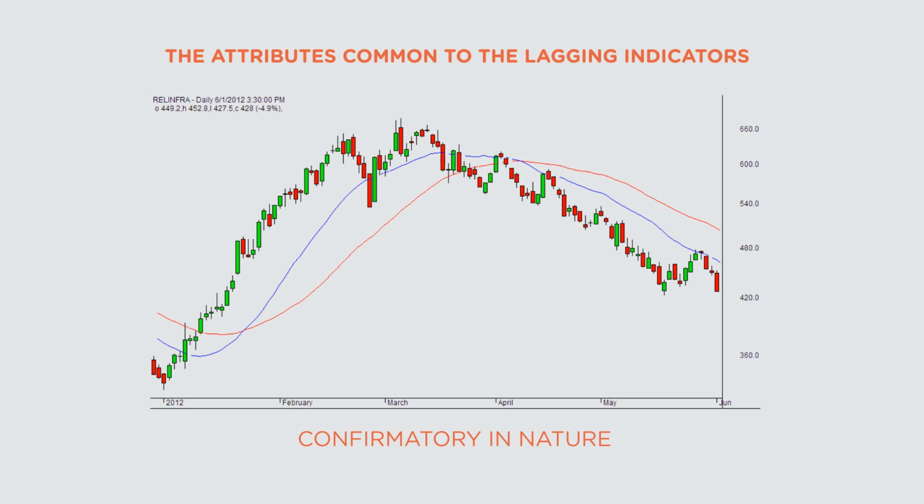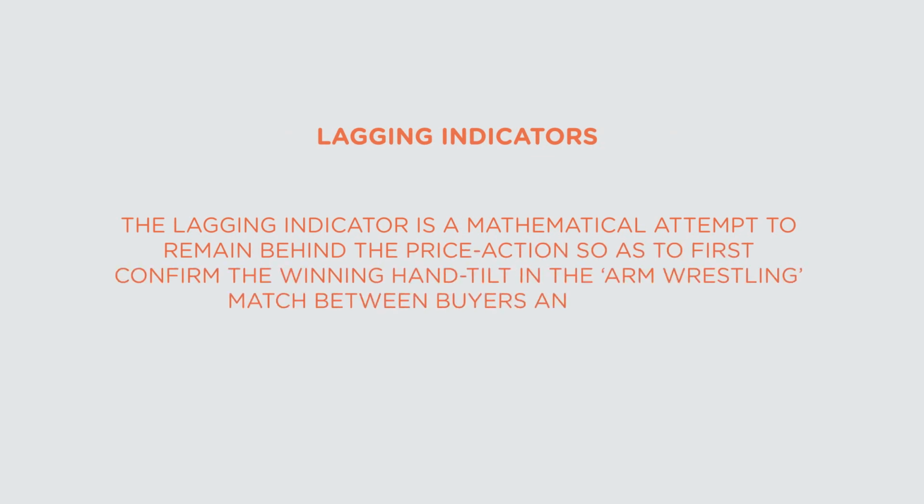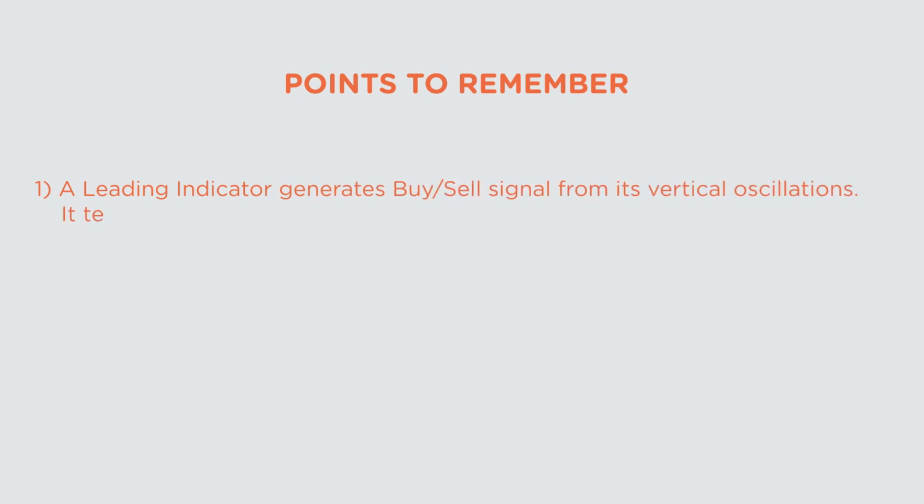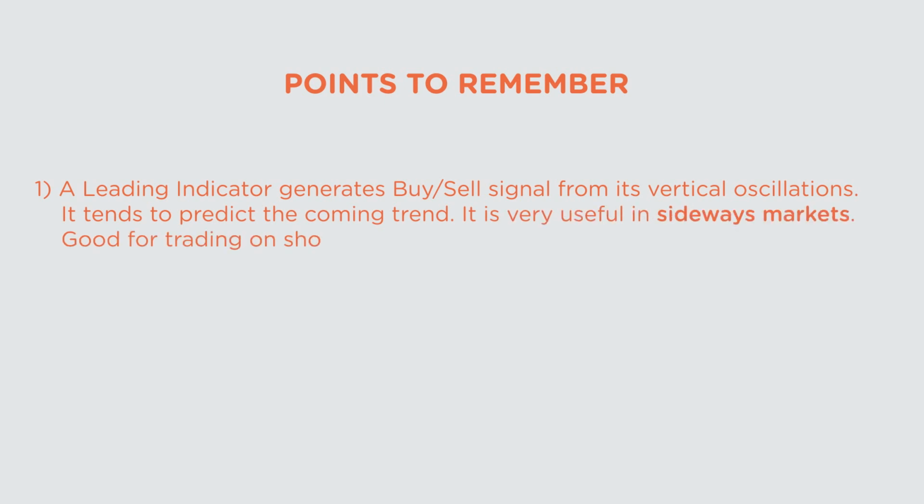Since these indicators lag, we lose out on the juicy spurt in the beginning of the trend and buy only after a decent rally. In short, the lagging indicator is a mathematical attempt to remain behind price action so as to first confirm the winning hand tilt in the palm wrestling match between buyers and sellers. Here are some points to remember. Number 1, a leading indicator generates buy or sell signals from its vertical oscillations, and it tends to predict the coming trend. It's very useful in sideways markets and good for trading on shorter timeframes.